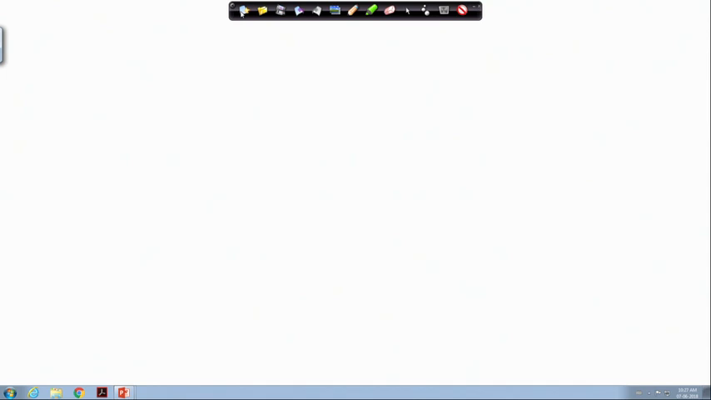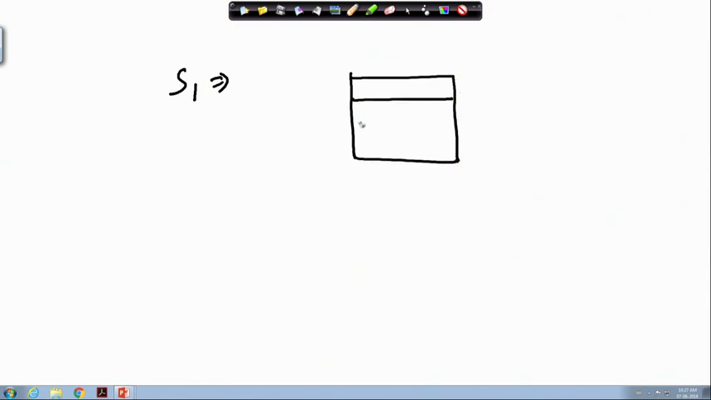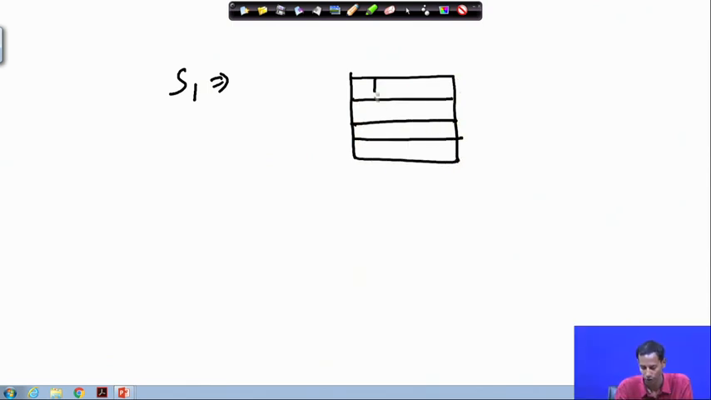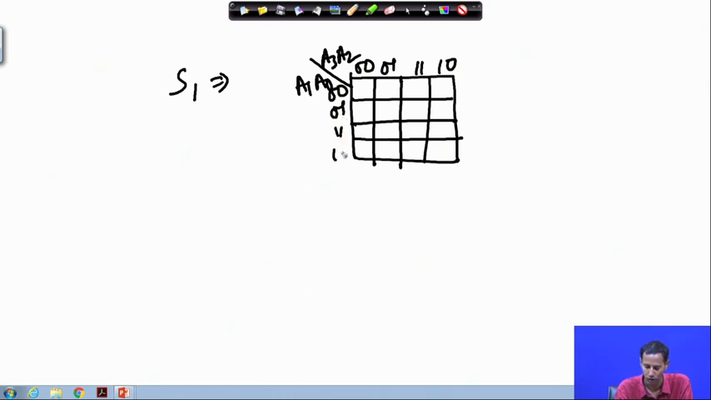Then next, if I erase this and start with a new page, I have to find the next expression, that means what will be the expression for S1. So, for S1 again I draw the Karnaugh map. At this side this is A3 A2, this is A1 A0, this is 0 0, 0 1, 1 1, 1 0, and 0 0, 0 1, 1 1, 1 0.